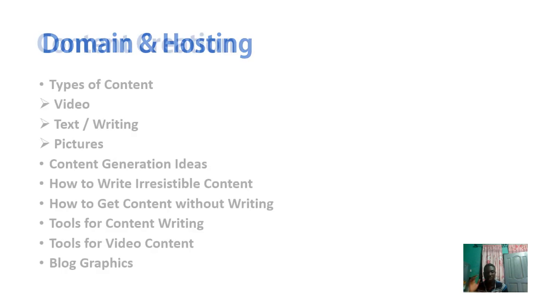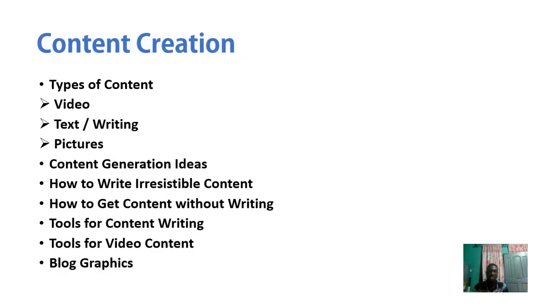Now, in blogging, one of the things you will need is what we call blog graphics. They are basically pictures, all right, and you can access these pictures from certain websites. An example is pexels.com, and you can also get some from pixabay.com. You can also get some from iStock and all that. You can also search from Google.